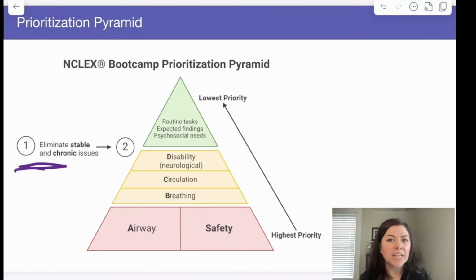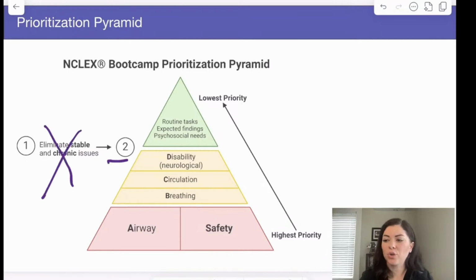So this is a chronic issue that typically is not going to be too concerning. So once we're able to eliminate those stable and chronic issues over here on the left, we're going to move to step 2, which is our pyramid.